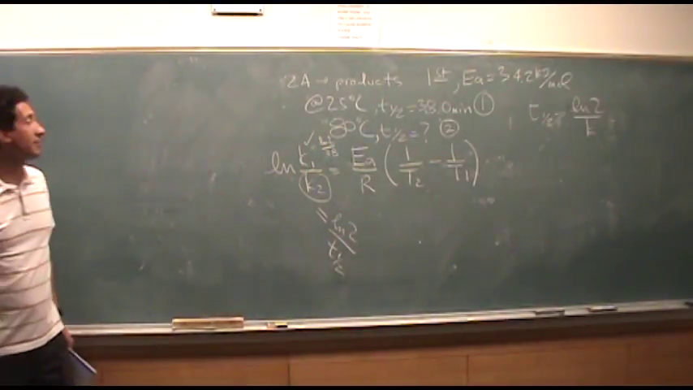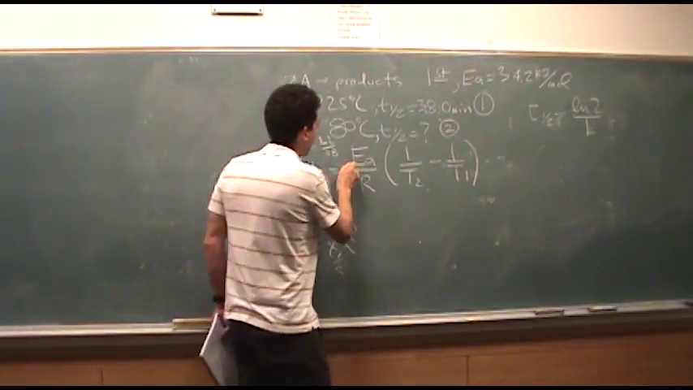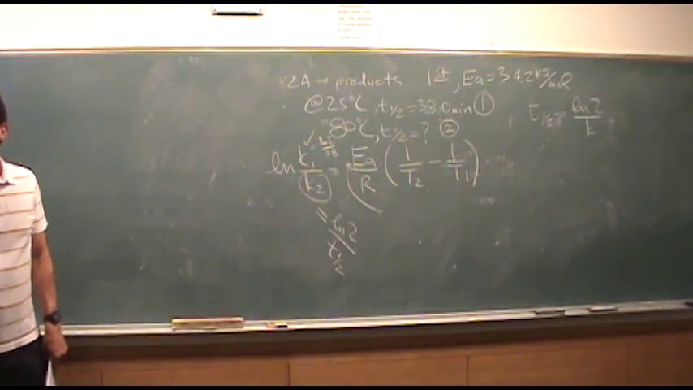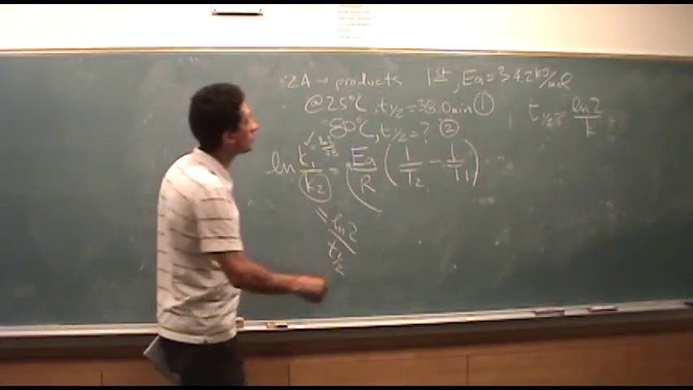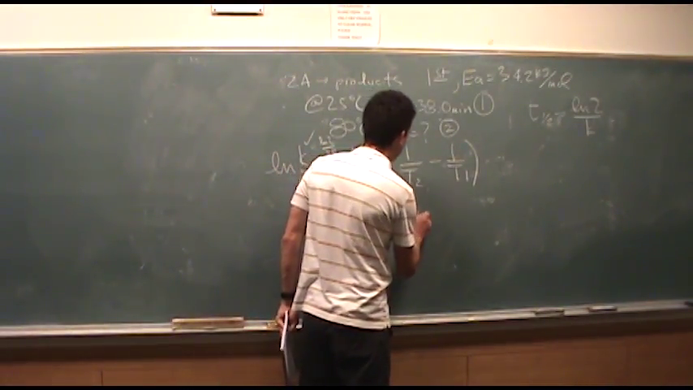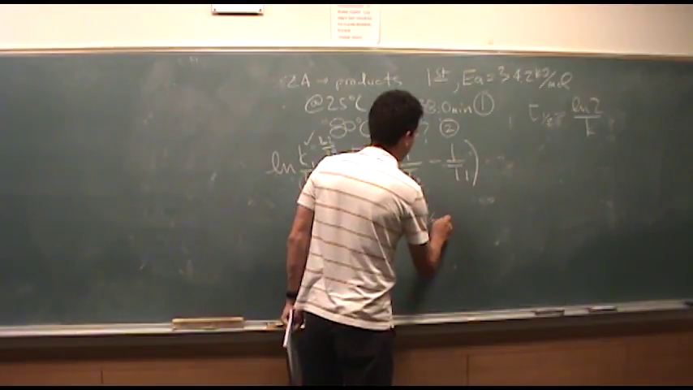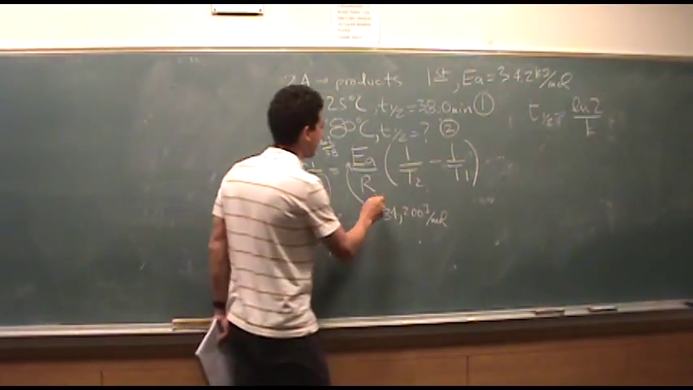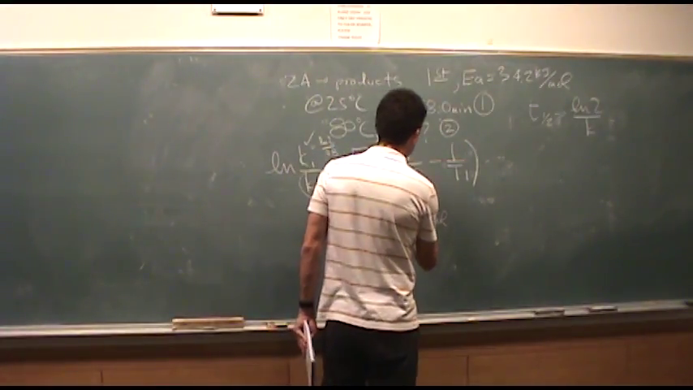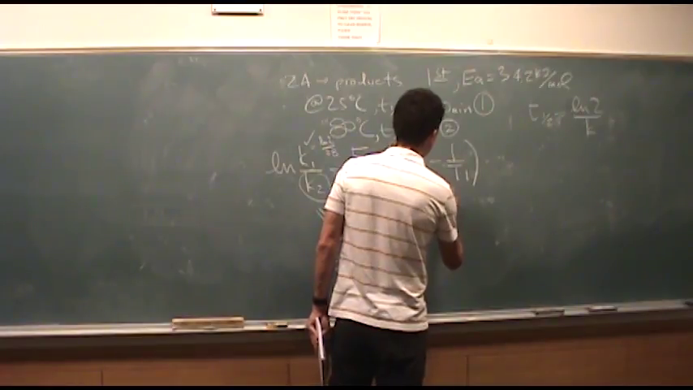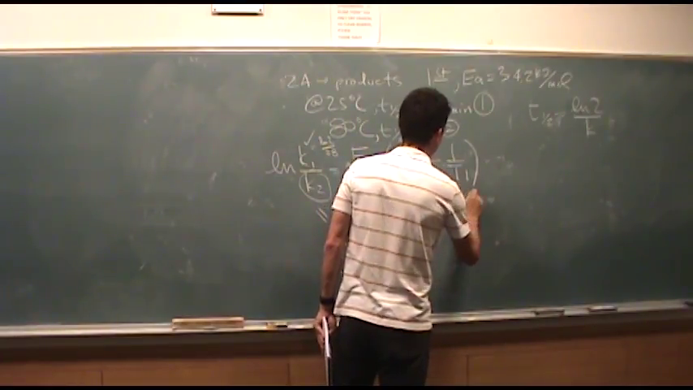You have the activation energy. Well, what do I need to do with that activation energy? It's got to be in joules. 34,200 joules per mole. Why in joules? Because R is in joules. So R is 8.3145 joules per mole Kelvin.